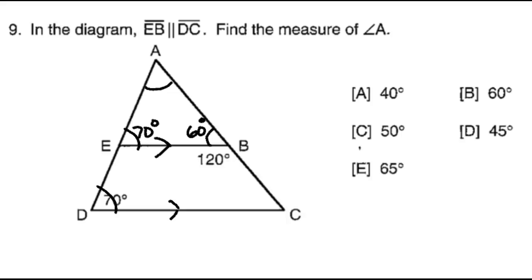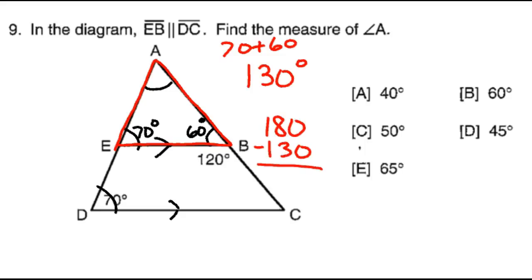Okay, now if you just look at the top triangle right here, the interior angles of a triangle are 180 degrees, so 70 plus 60 is 130. And so if you take 180 minus 130, you get 50 degrees left over for angle A. So it's 50 degrees. And again, you have to go through that pretty quickly so that you can get through the problem fast and move on to the next one.